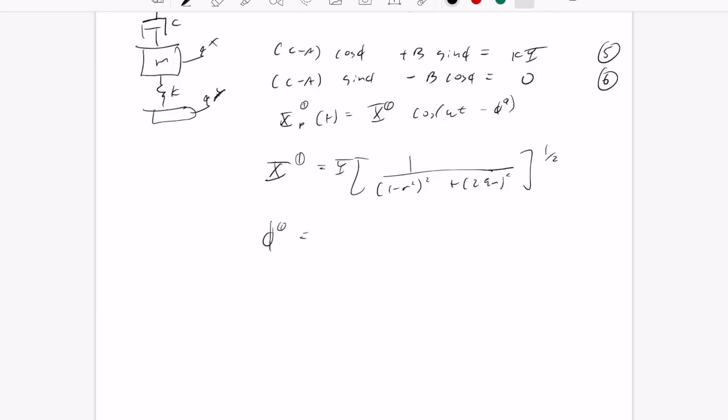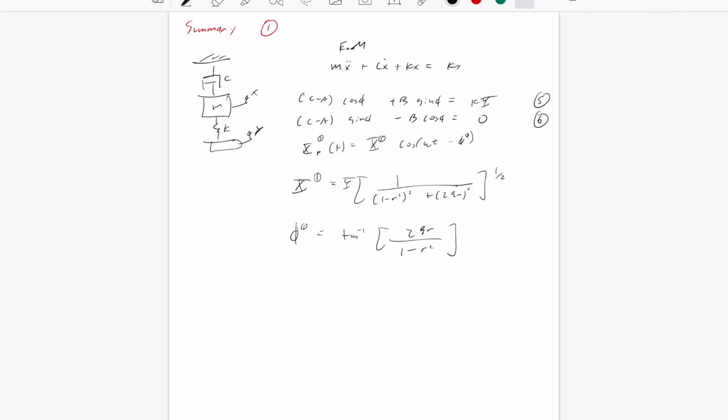And phi 1 was equal to tangent inverse of 2 zeta r over 1 minus r squared, okay? And for each of these systems, I'm going to make one of these summary pages. That way we can compare how the structure of our system impacts the equations of motion, these intermediate equations, and the ultimate form of our position equation, okay? So let's take a look at system 2.